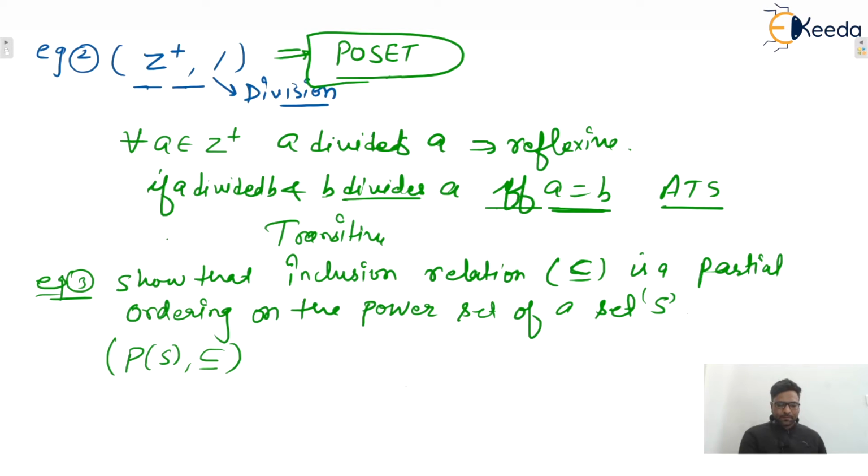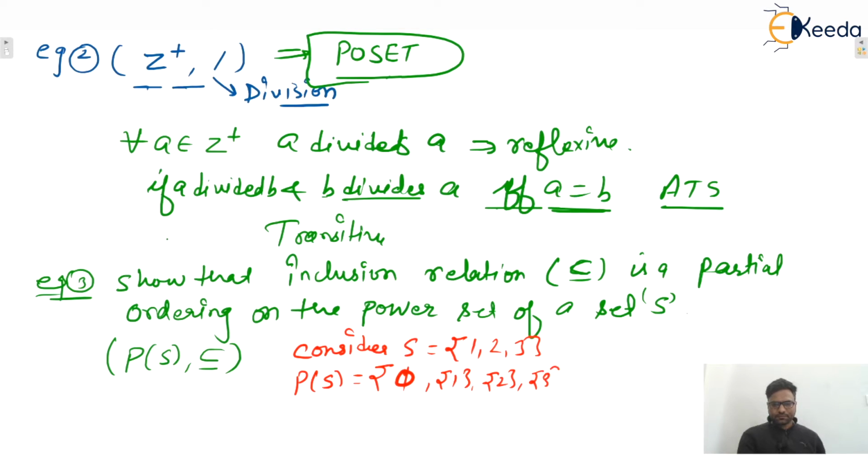So you only tell me, let us consider a set S containing 3 elements 1, 2, 3. Then what will be the power set? You only tell me, power set is a set of all subsets. So this one will be the power set, isn't it?